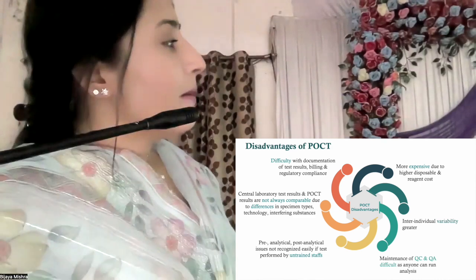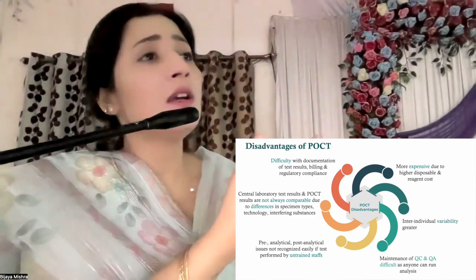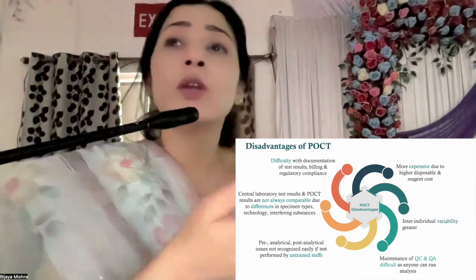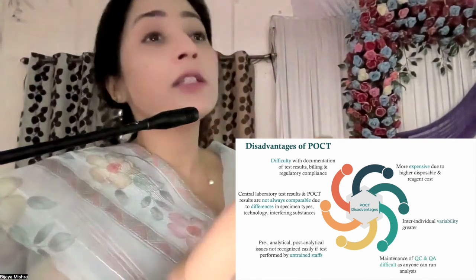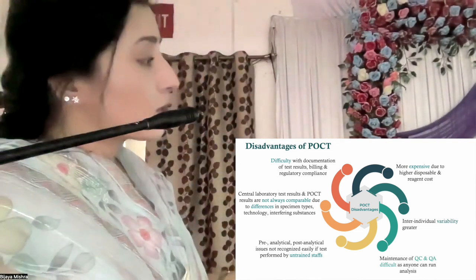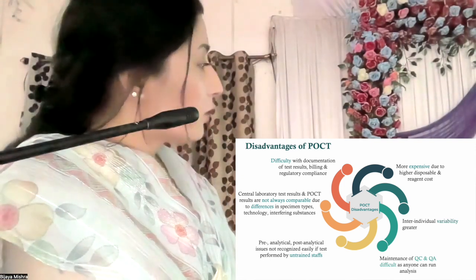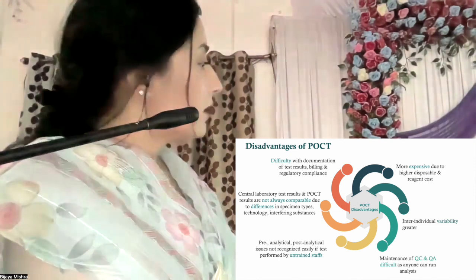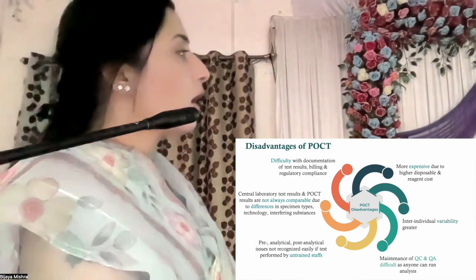There is higher inter-individual variability in POCT because everyone can use the POCT device, right? We see for glucose monitoring, everyone is using the device at their home. Are they well trained enough? Do they know the manual? Have they read the procedural manual? So all this variability does exist, and that is a disadvantage, because this leads to discordance with the report. And maintenance of QC, quality control and quality assurance is difficult, as anyone can use the POCT device. And the central laboratory test results and POCT results are not always comparable.